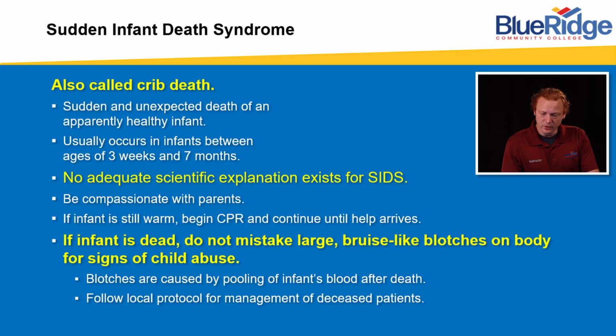Do not mistake large bruise-like blotches on an infant's body for signs of child abuse, especially in the instance of extended downtime. Sometimes this happens in the middle of the night. Parents come in and check on the child, and the child's been dead for hours. Splotches are caused by pooling of the infant's blood after death.